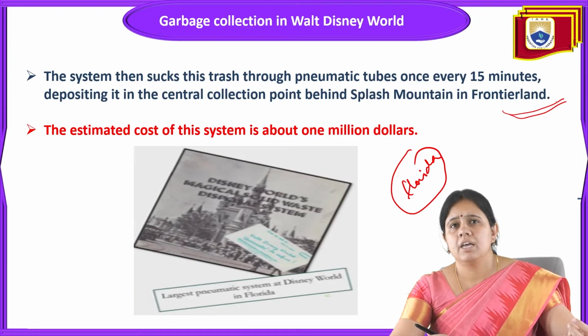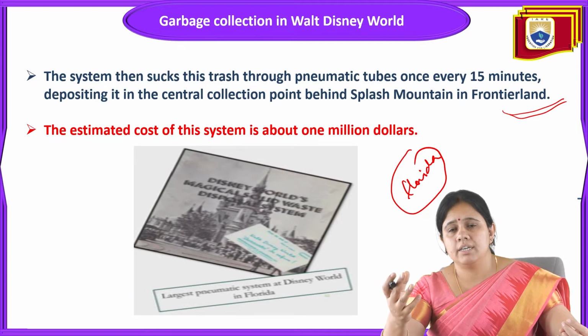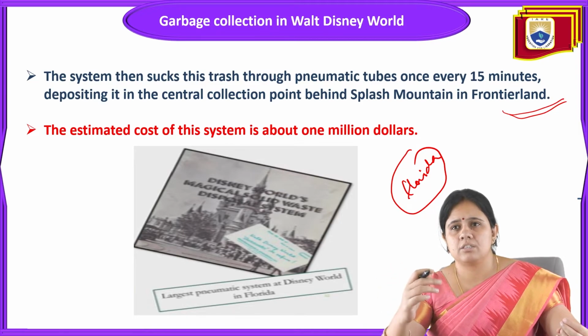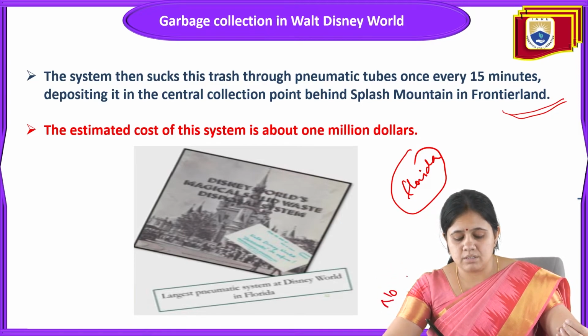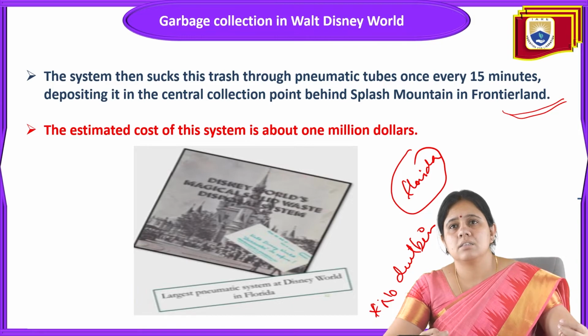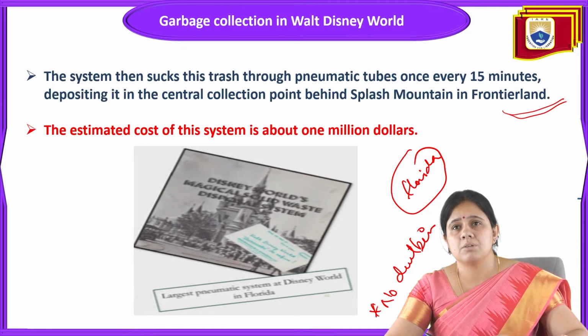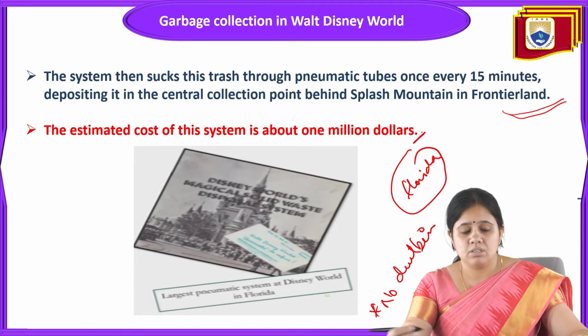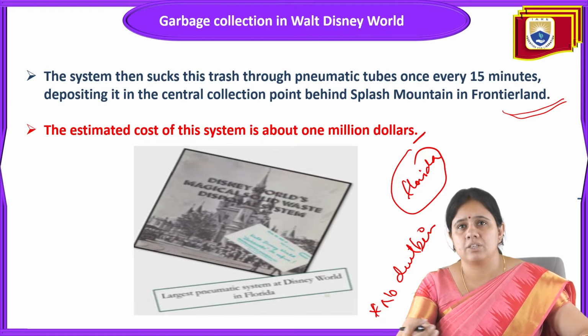If you go to Disney World in Florida, you can see that no dustbins are there. No dustbin is there in this place. And the estimated cost of this system is about $1 billion. So this pneumatic system of garbage collection is a very good system, and it is the largest system in Disney World in Florida.